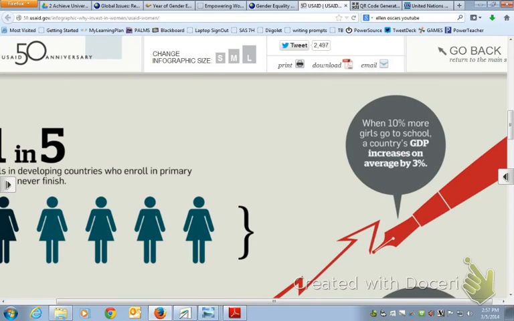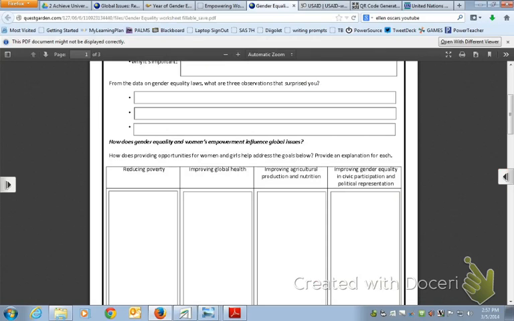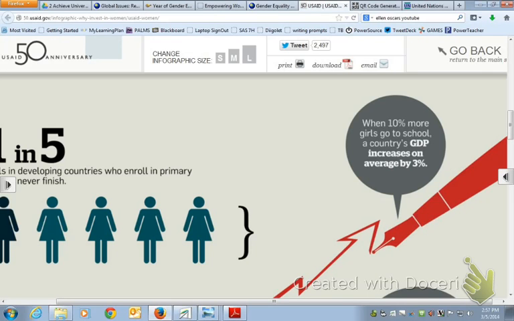Next, I thought this was pretty interesting. When 10% more girls go to school, a country's GDP increases by 3%. Now, just to remind you, this we wrote under the reducing poverty column. Where was it? Right here, to reduce poverty. We said that if more girls go to school, the GDP increases. Because what that means is when you have a GDP, a gross domestic product, that's the total value of your country that year. So of all the goods and services that your country produced. So I'm a teacher. I produce a service, I guess you could say, or I provide a service.